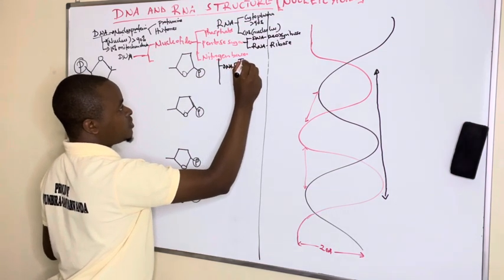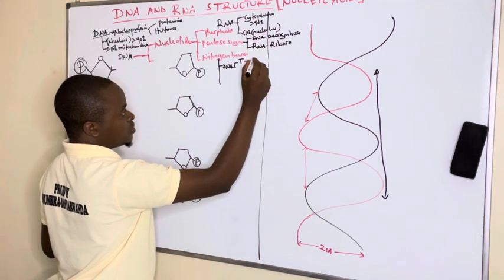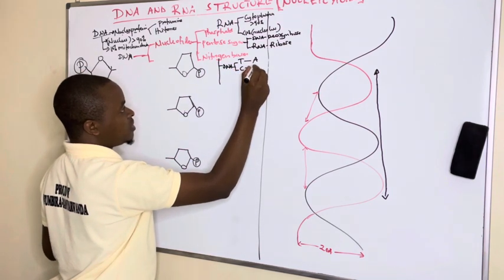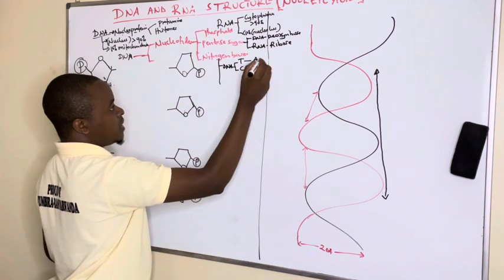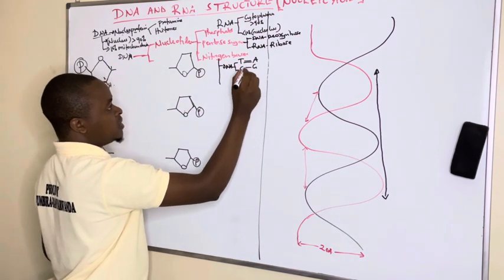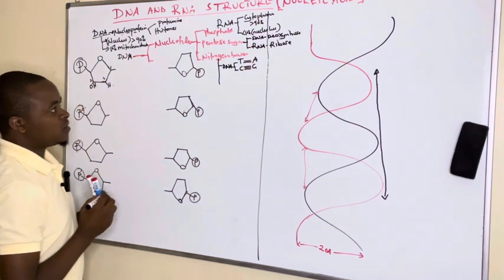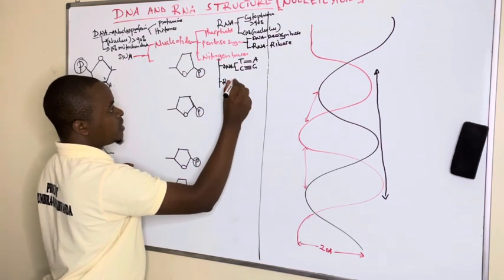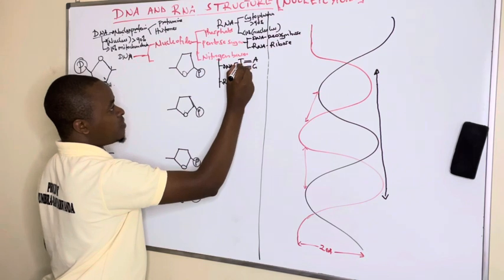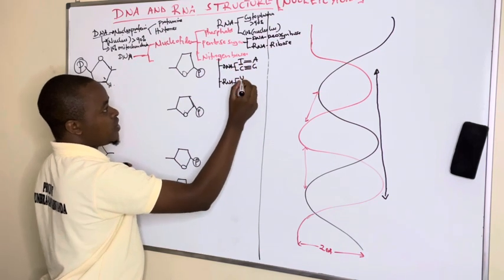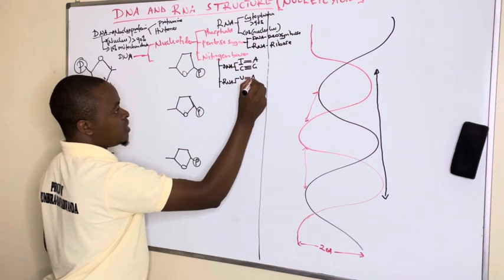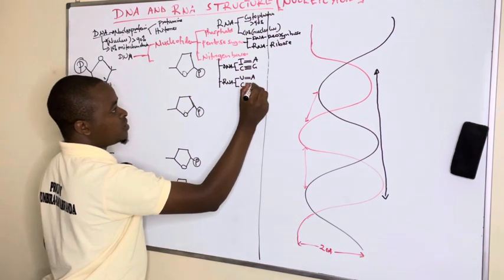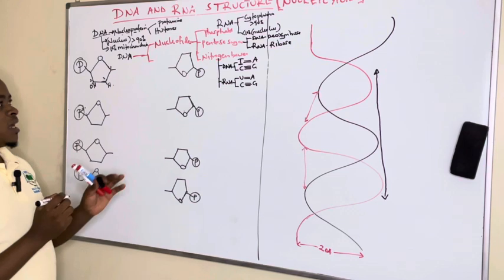Then the nitrogen bases. In DNA we have thymine, and thymine is always complementary to adenine, whereas cytosine is always complementary to guanine. Thymine and adenine are connected by a double bond, while cytosine and guanine are connected by a triple bond. Then in RNA, we don't have thymine. Instead of thymine, we have uracil, and uracil is always complementary to adenine, while cytosine pairs by a triple hydrogen bond with guanine.